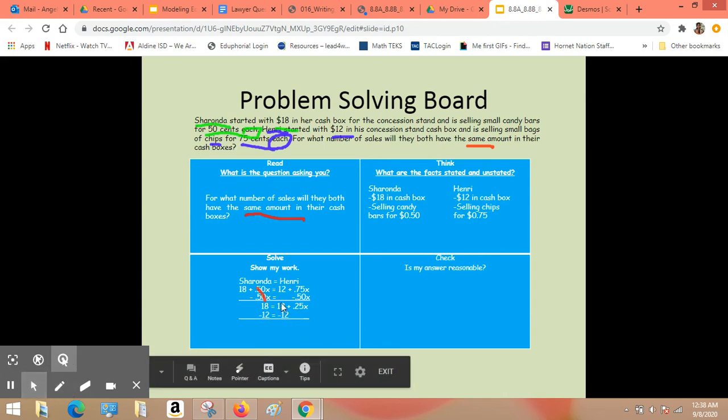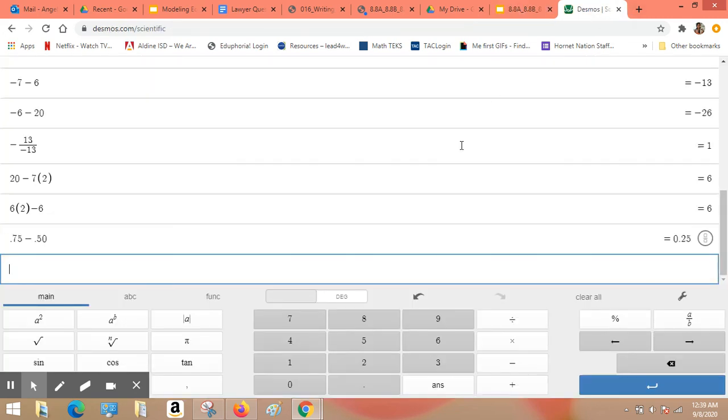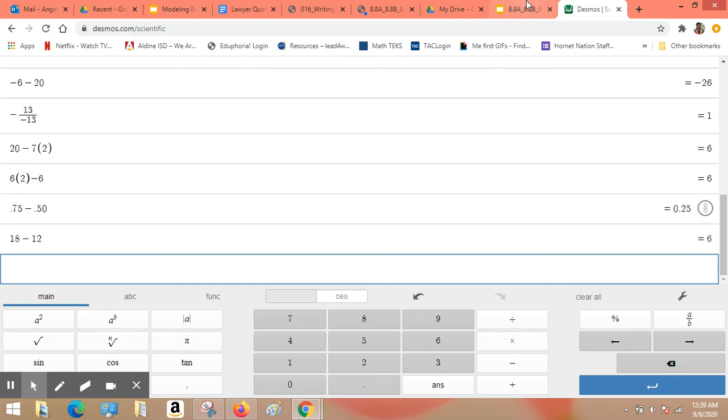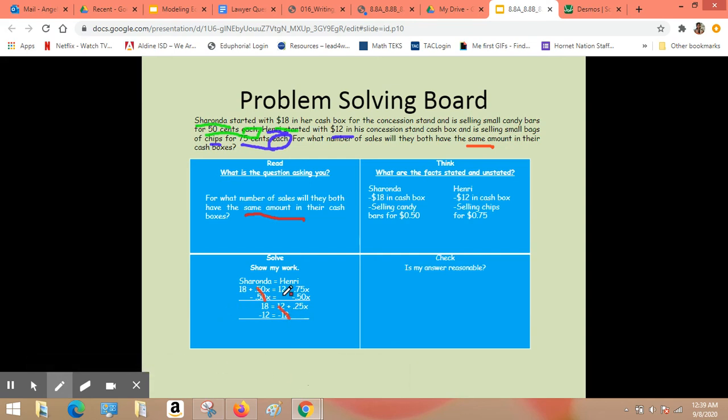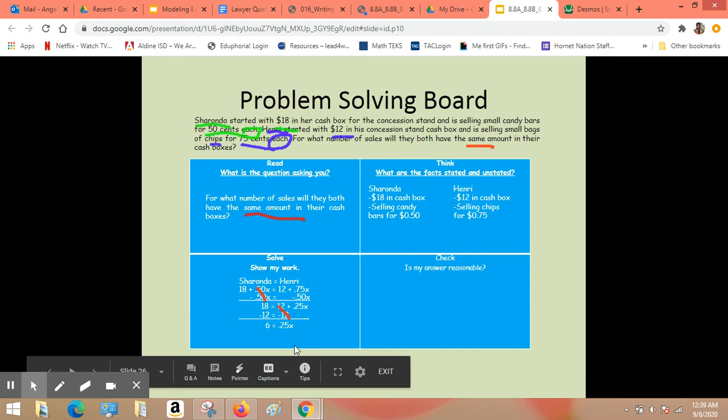Okay, so now I'm going to move my constants to the other side. So constants with constants. And I'm going to do it by my inverse. So 12 minus 12 gives me 0. And if I subtract 12 on the right side, I'm going to subtract 12 on the left side. 18 minus 12 gives me what? 6. So now I have 6 equals, and I got rid of my 12s. They became a zero pair. So I'm just going to bring down my 25 cents and my 6.